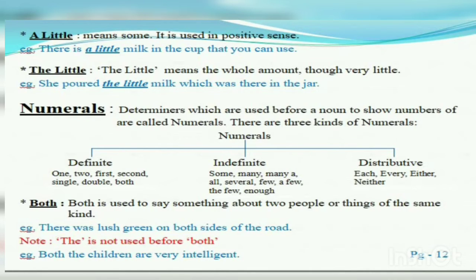The first point is both. Both is used to say something about two people or things of the same kind. For example, there was lush green on both sides of the road. But students, always remember, generally we commit a grammatical mistake if we use the before both. We do not use any article before both. So instead of saying the both children are very intelligent, we say both the children are very intelligent.